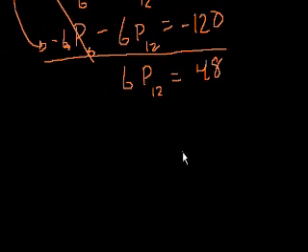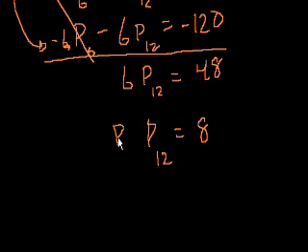And so we get the 12 packs, 48 divided by 6 is 8. So there were 8 12 packs. The manager bought 8 12 packs. That is choice B. And I'll see you in the next video because I'm all out of time.